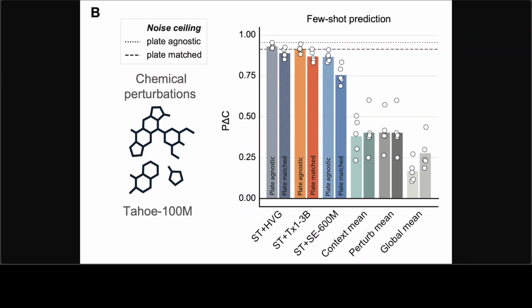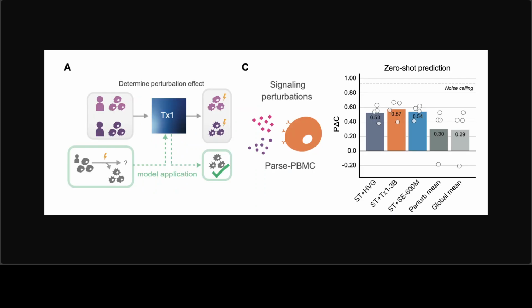In my opinion, now, this is telling you how this model focuses on drug response prediction. This model was trained on the large Tahoe 100 million dataset, which includes cells treated with hundreds of chemical compounds. The model can generalize from very, very few examples, known as few-shot learning. And on the right, you can see that the performance is close to the experimental noise ceiling.